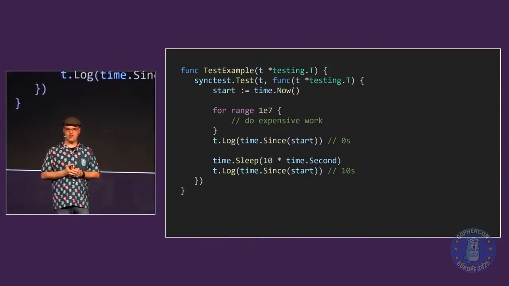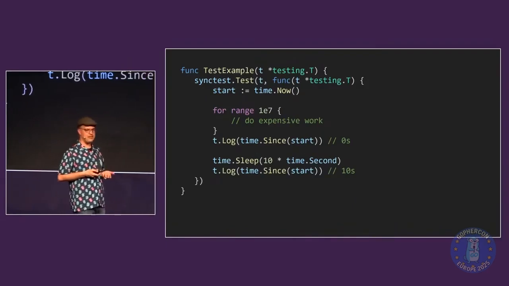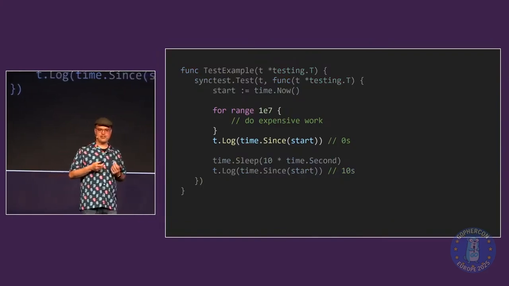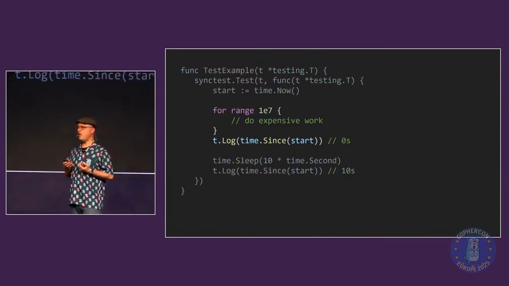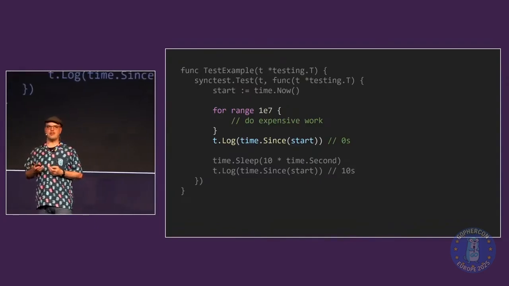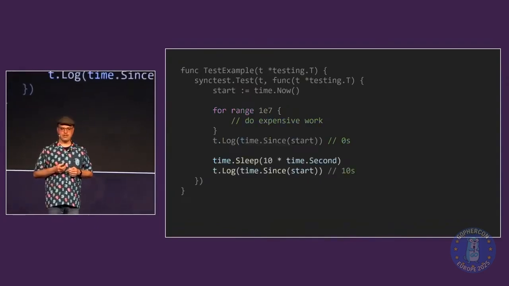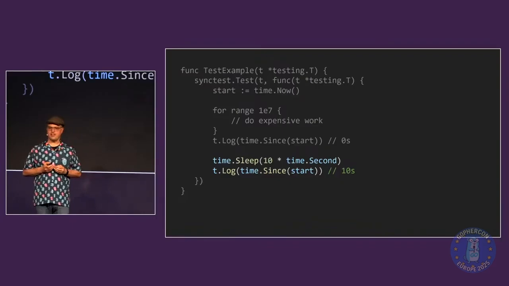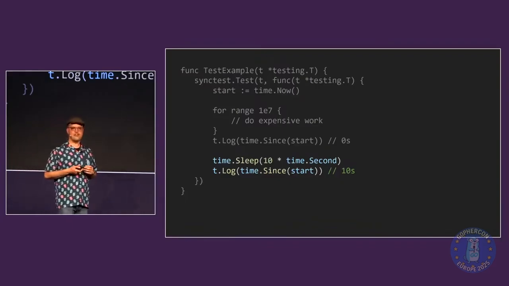Time only passes when every goroutine in the bubble has blocked. You can think of the bubble as simulating an infinitely fast computer where any amount of computation takes no time at all. So the first t.Log in this example will always print that 0 seconds of fake time have elapsed since the start of the test, no matter how much real time has passed. The time.Sleep call will return immediately rather than waiting for 10 real seconds, and the second t.Log will print that 10 fake seconds have passed since the start of the test.